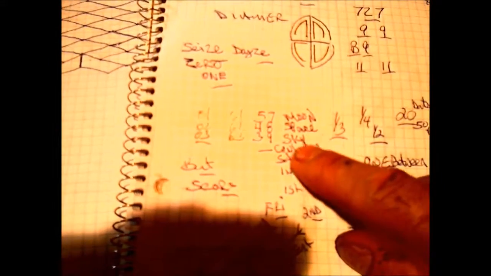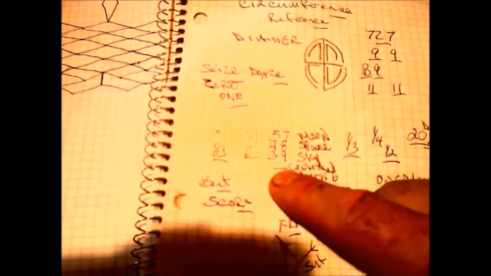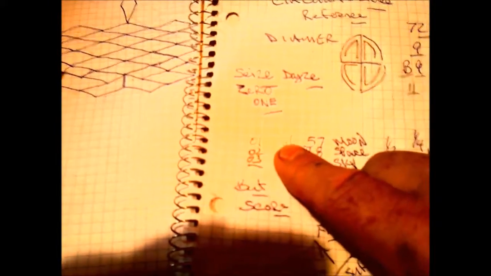Moon, space, sky: 57, 48, 39. 0,1 equals 61. 0,2 equals 62. 0,3 equals 63. Now, how do we get this? Why do we get this?